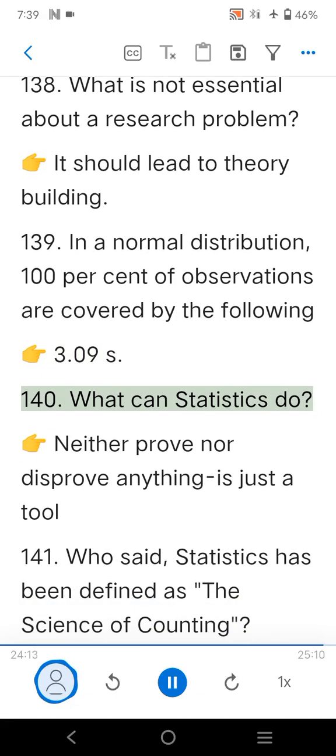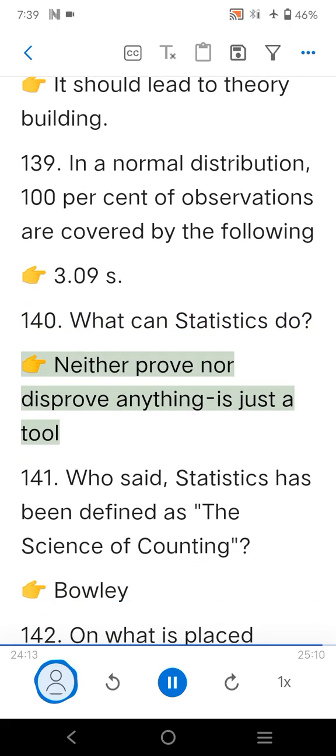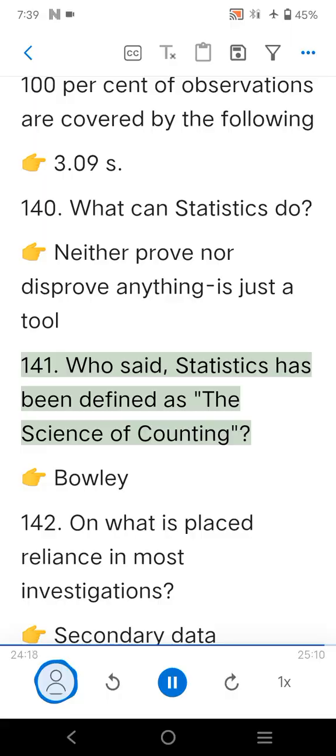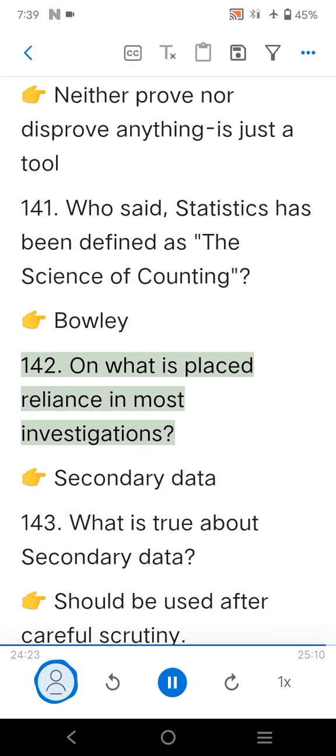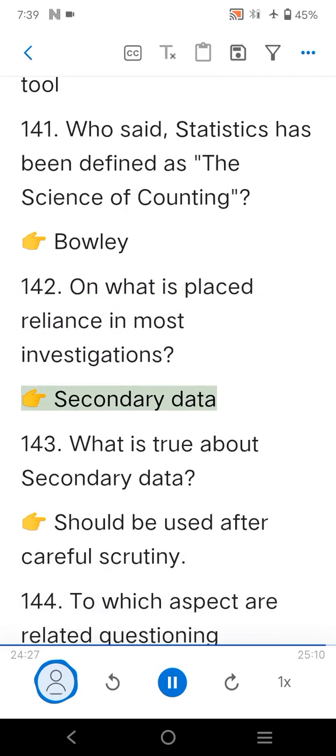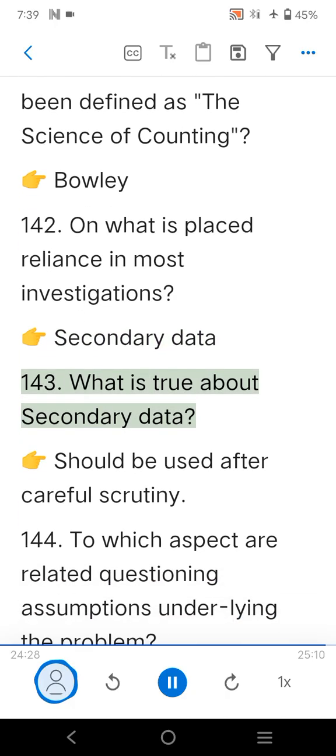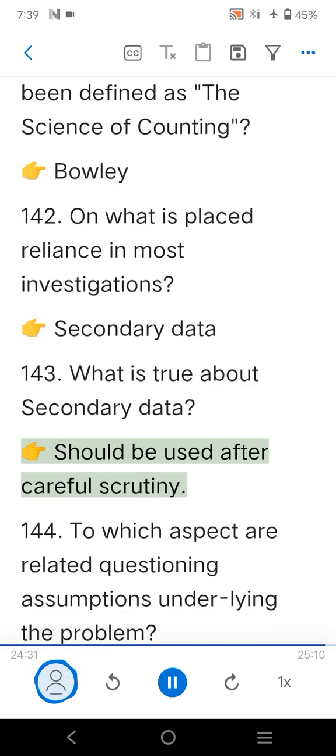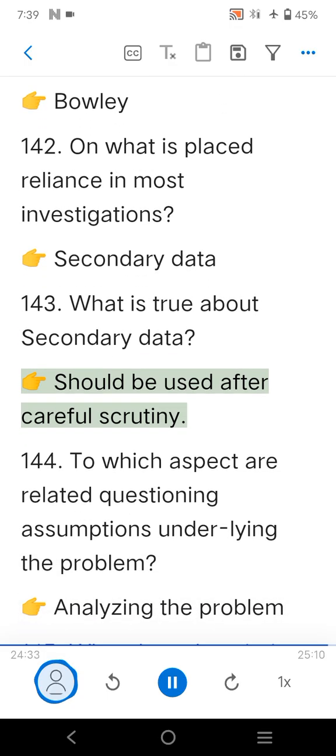140. What can statistics do? Neither prove nor disprove anything, is just a tool. 141. Who said, statistics has been defined as the science of counting? Bowley. 142. On what is placed reliance in most investigations? Secondary data. 143. What is true about secondary data? Should be used after careful scrutiny.